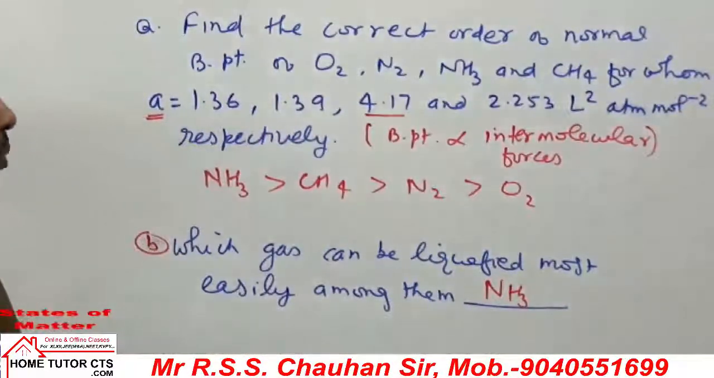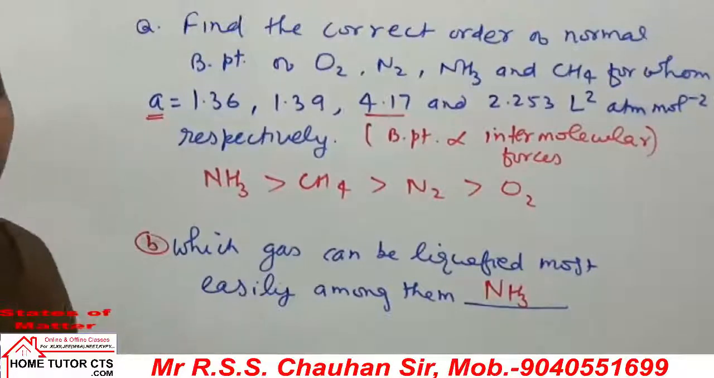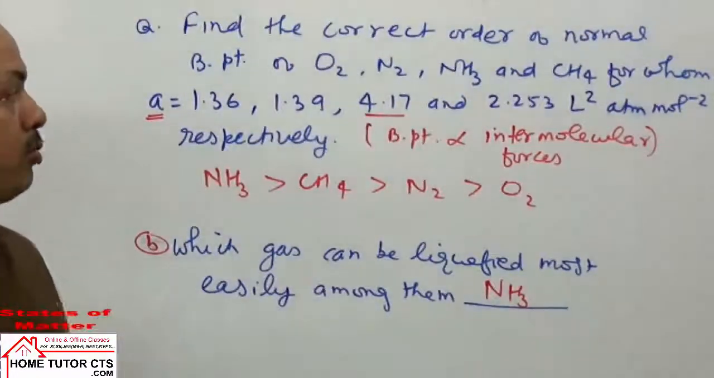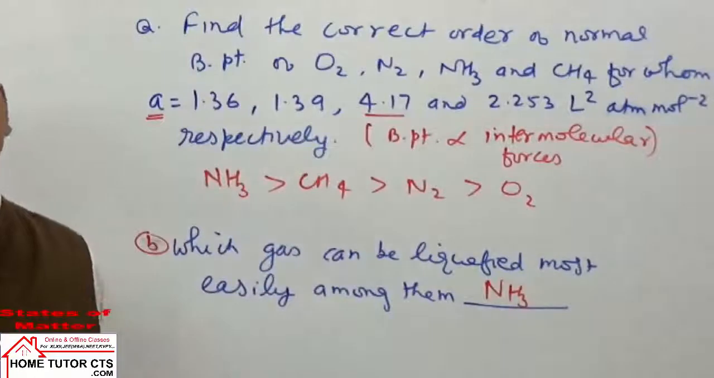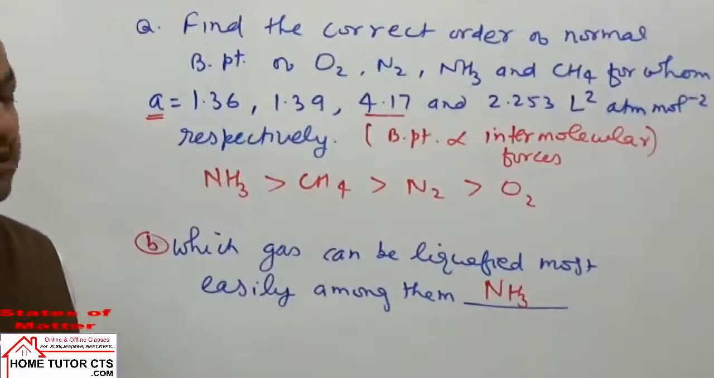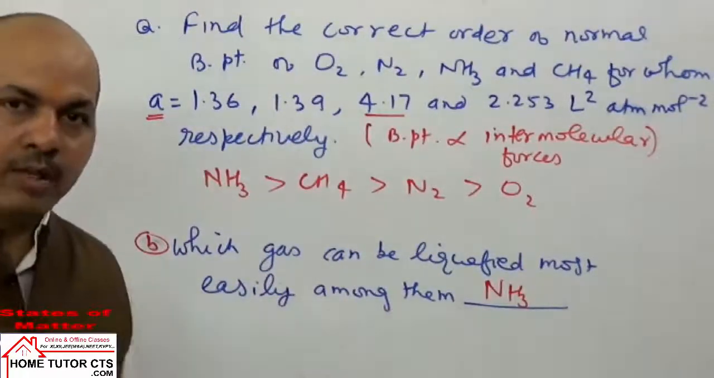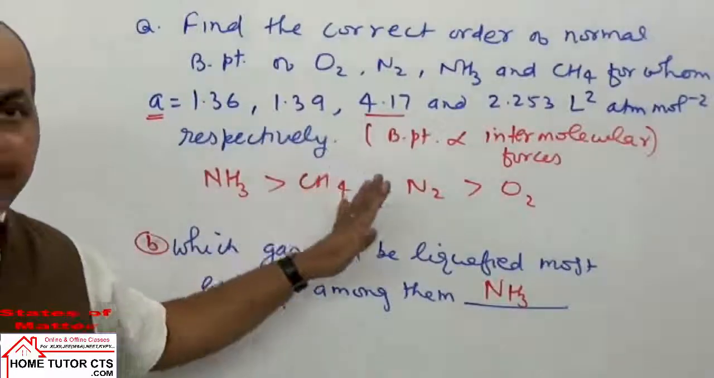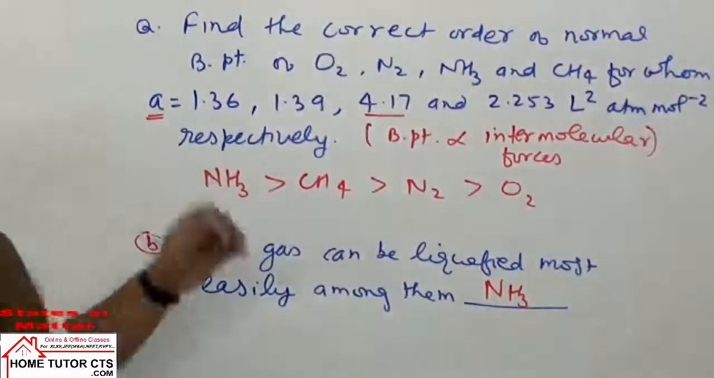And the gas which can be liquefied most easily is the one which has the highest value of small a, because small a signifies the attraction forces among the gas molecules. So for this question, the answer becomes ammonia. I hope it is clear. Fine. Let us take the next question now.